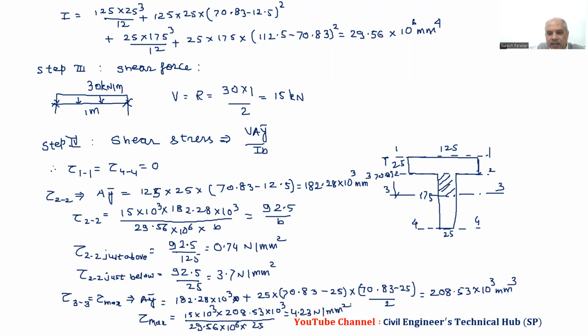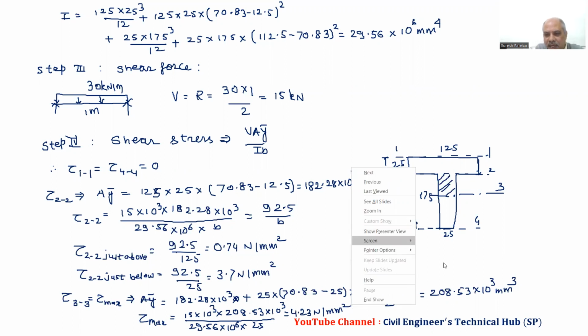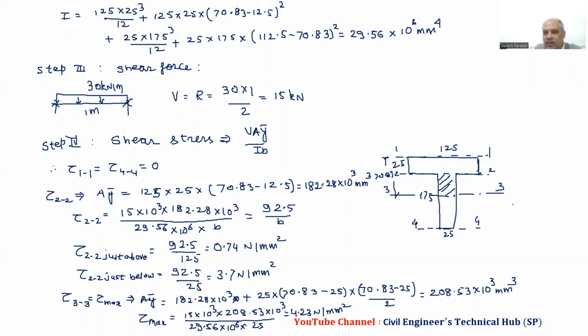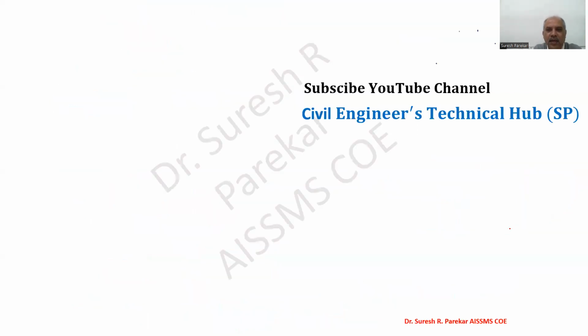And now if we plot this, we will have the diagram in this fashion. So we have 0 at the top and bottom. Then we have the value 0.74. Then the value is 3.7 if we go ahead. And then at the neutral axis, we have the maximum value, which will be 4.23, and we have 0 over here. So the maximum value we have here is 4.23. So this is the shear stress distribution diagram. So we have to solve the problems in this fashion.